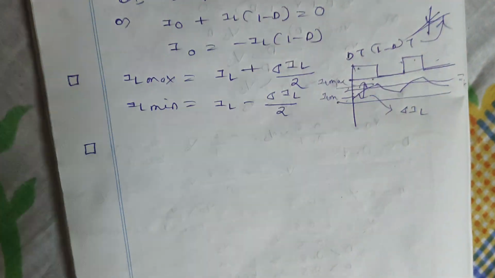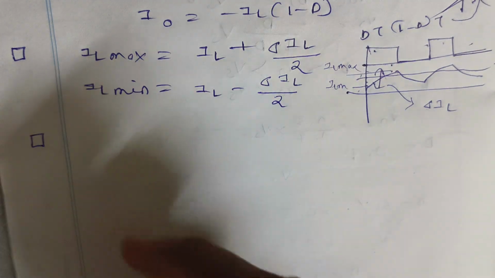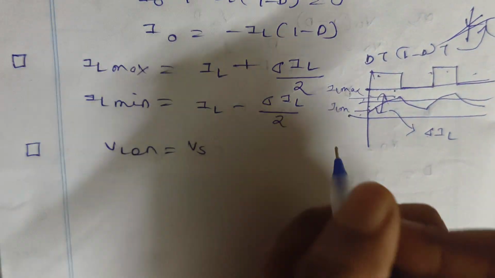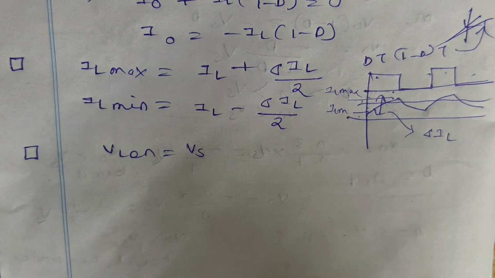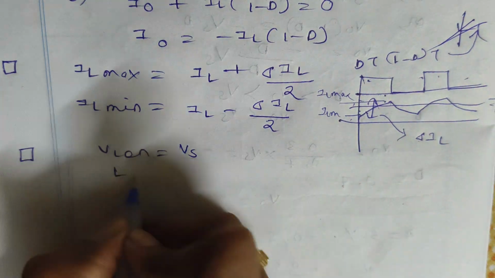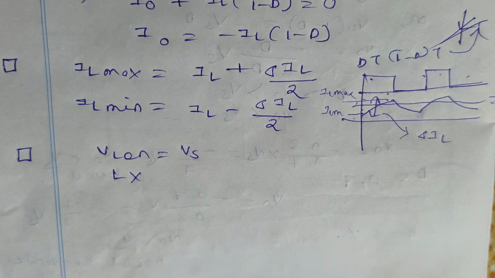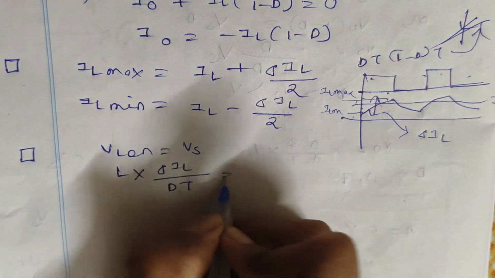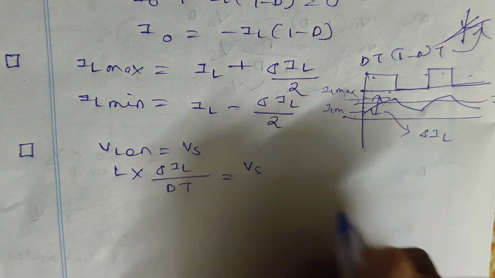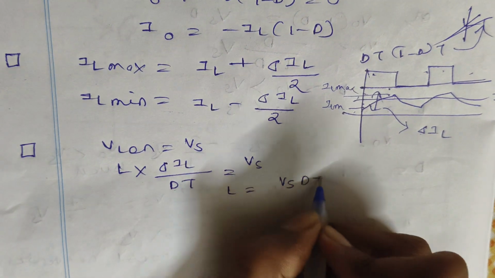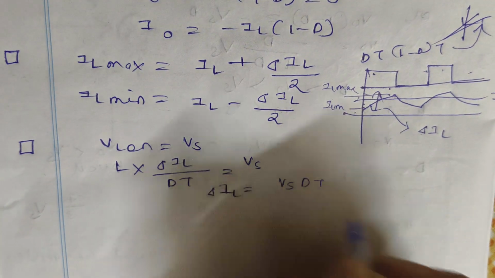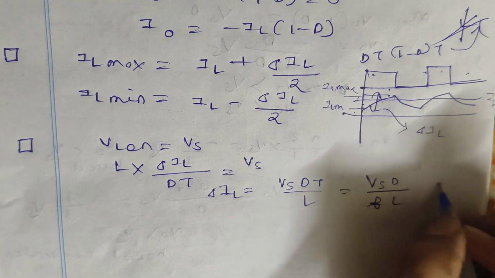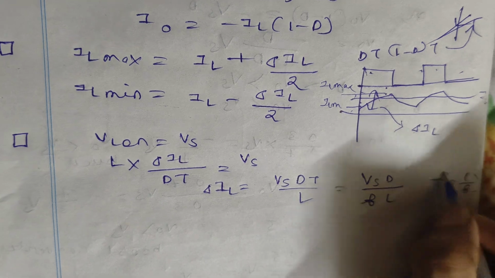Now what is the delta IL? In the on condition, we have seen that VL on was equal to the supply voltage. The voltage across the inductor is L di dt, which can be written as L delta I by delta t. So L delta IL by DT, in the on period, is equal to Vs. So delta IL is equal to Vs DT by L, so Vs D by fL, because time period is equal to 1 by frequency, as we all know.